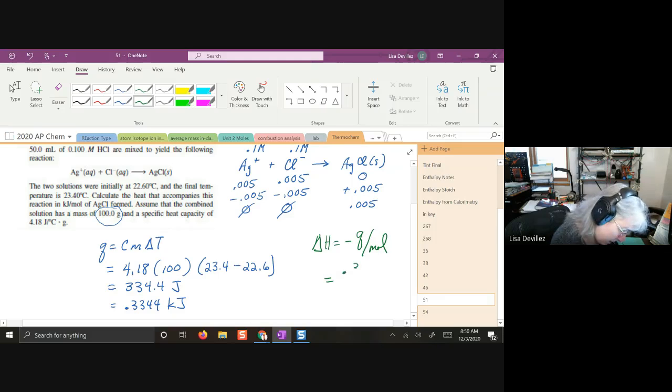So 0.3344 kilojoules, and it was per mole of the precipitate. Okay, so 0.3344 divided by 0.005. So I'm getting 66.9 kilojoules per mole, whoops, I dropped my negative, didn't I? Don't want to do that.